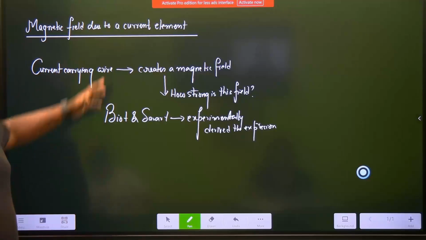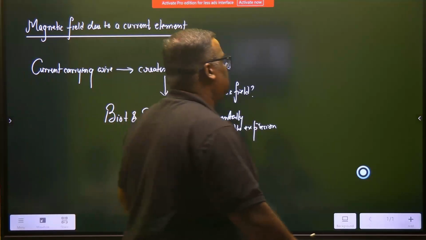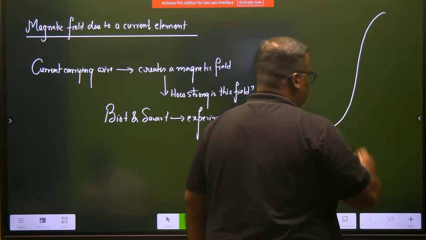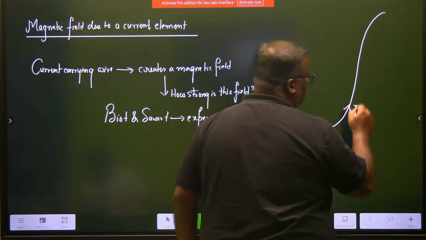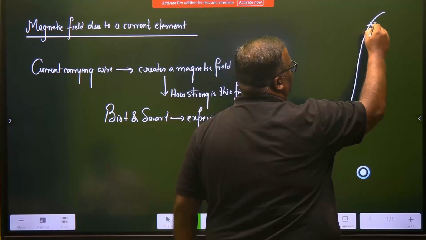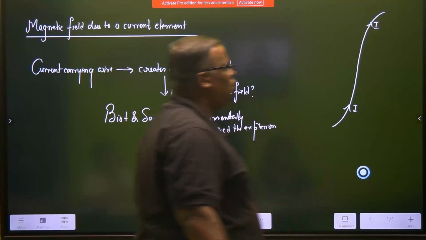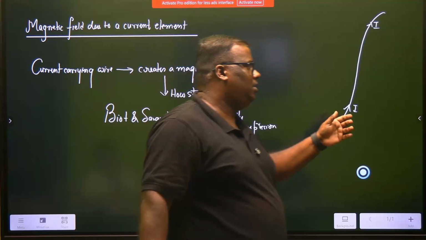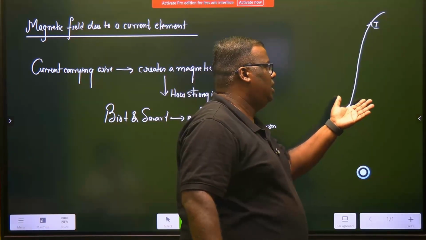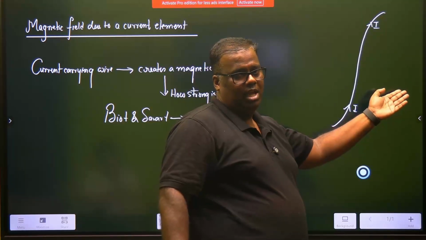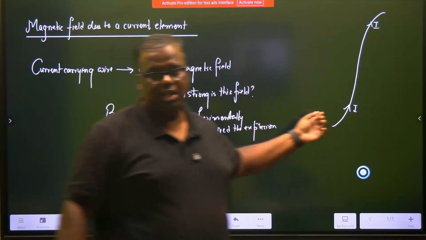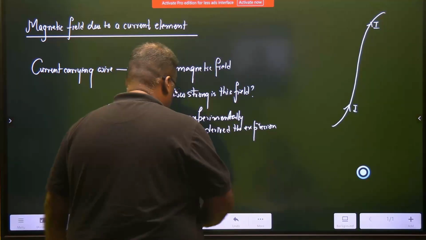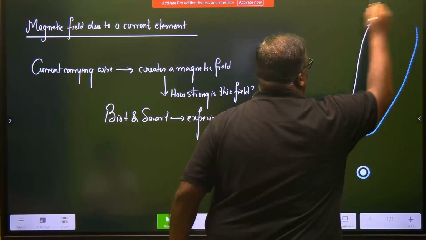What is the meaning of the word current element? So let's see. This is a current carrying wire, and say this wire is carrying a current I in it, right? Our job will be to position this wire on one plane, say this blackboard or this piece of paper, and then find a point P. And at that point P, what is the strength of the magnetic field that has been created by this? That is our quest.